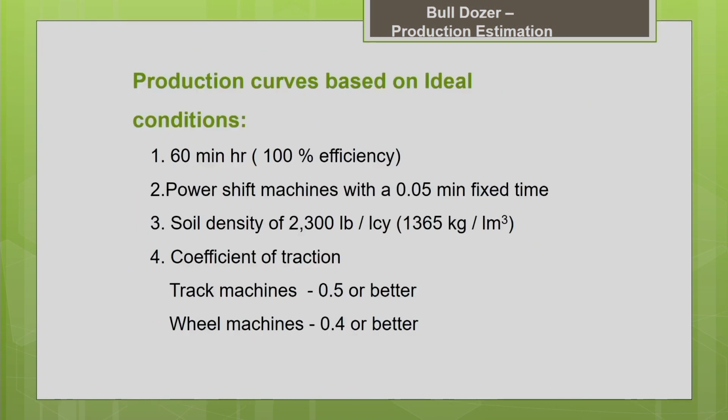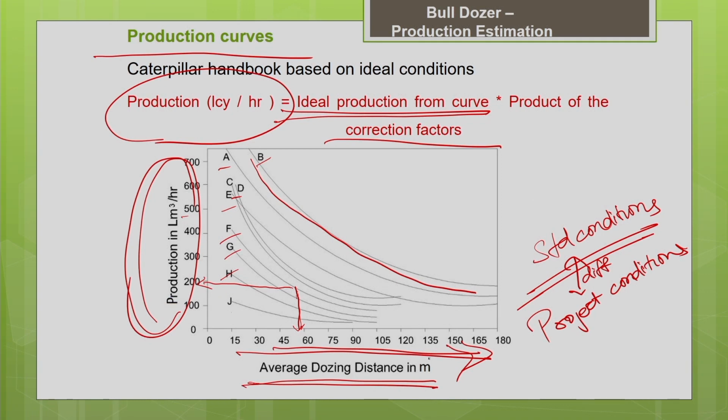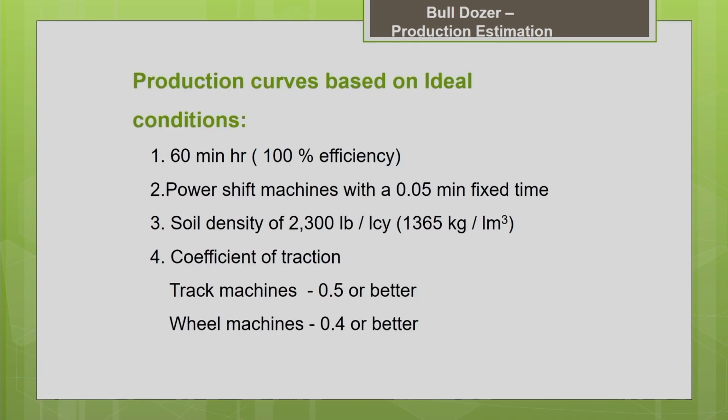As I told you, these production curves are drawn based upon ideal conditions. What are the ideal conditions? It is drawn assuming 100% job efficiency. That means your machine is going to work for 60 minutes in an hour. That is the assumption. But in your real project site, your machine may be working just for 30 minutes or 45 minutes or 50 minutes, so you have to apply the correction factor accordingly.